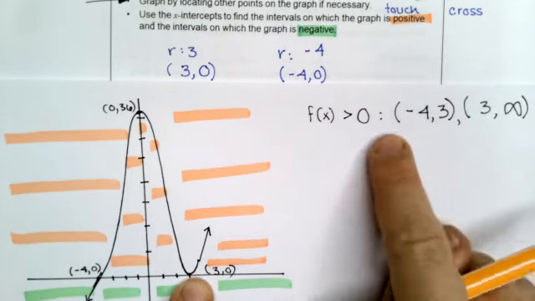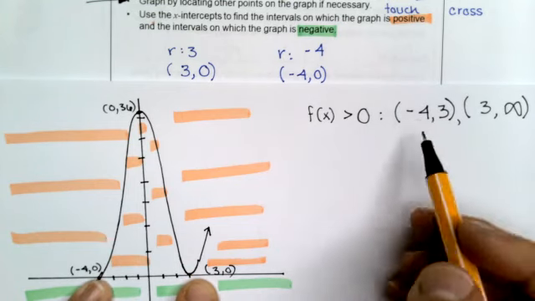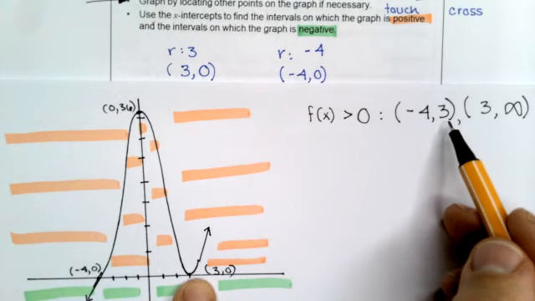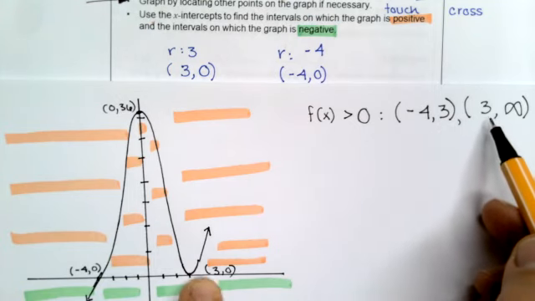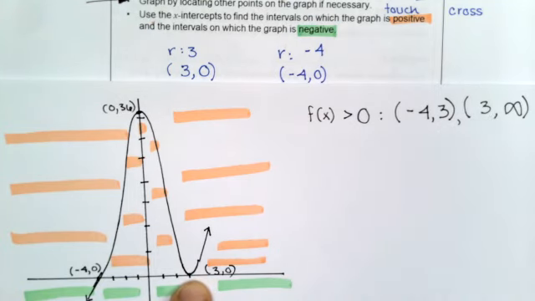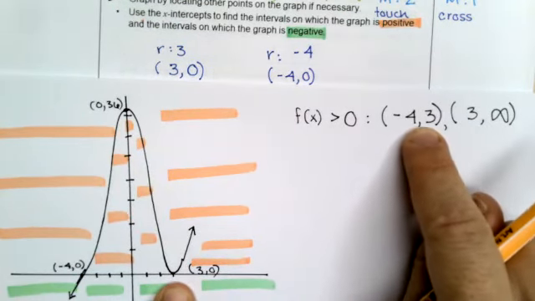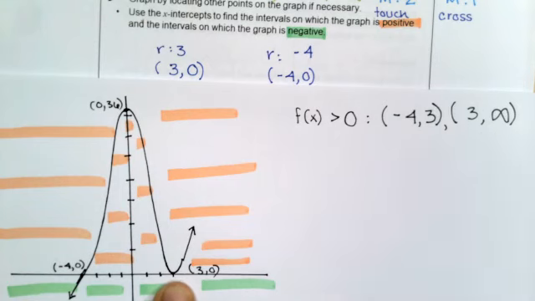There are no brackets, there's only parentheses because at -4, it's not above 0, it's at 0. At 3, it's not above 0, it's at 0. So we can't include -4 and 3, but after them and before them and then after them again. Okay, so that was positive.